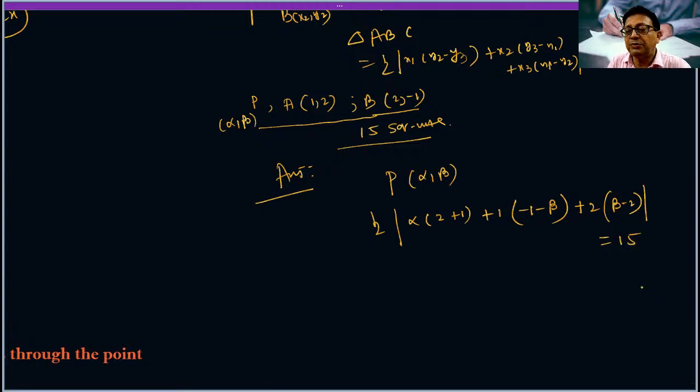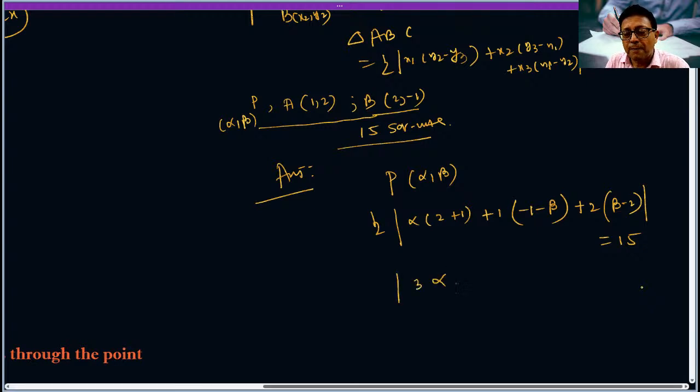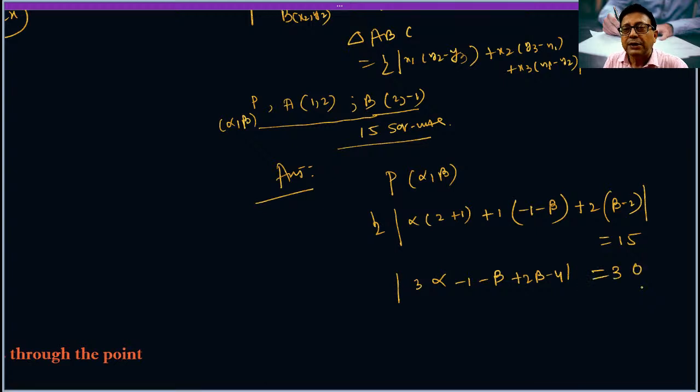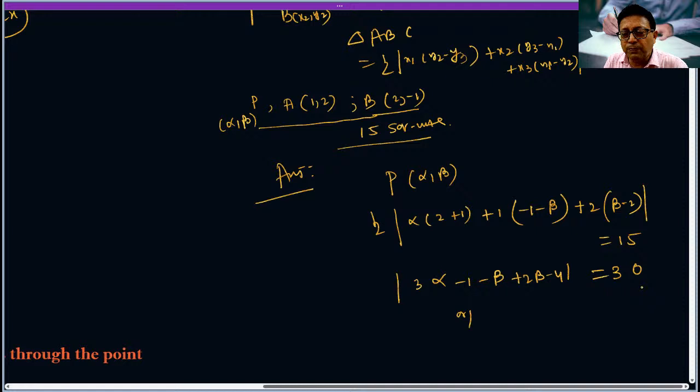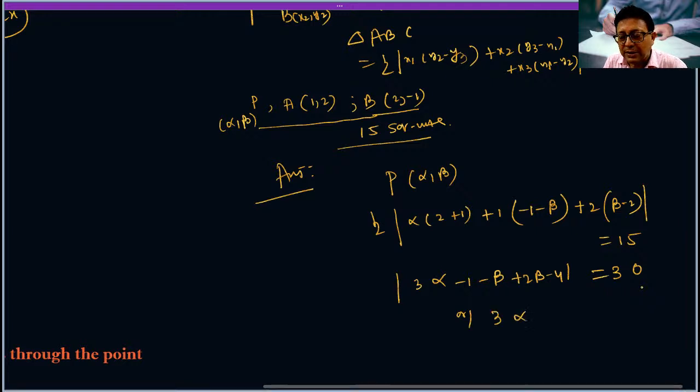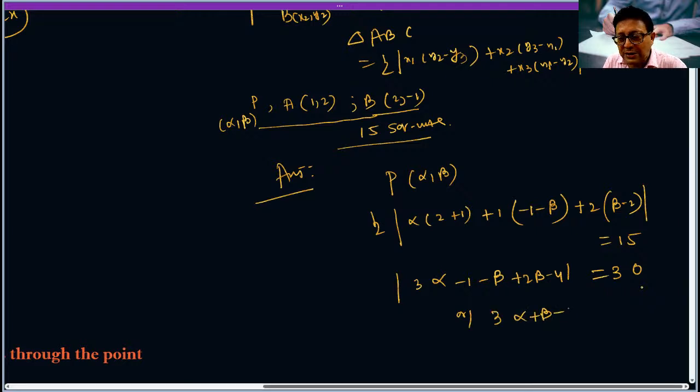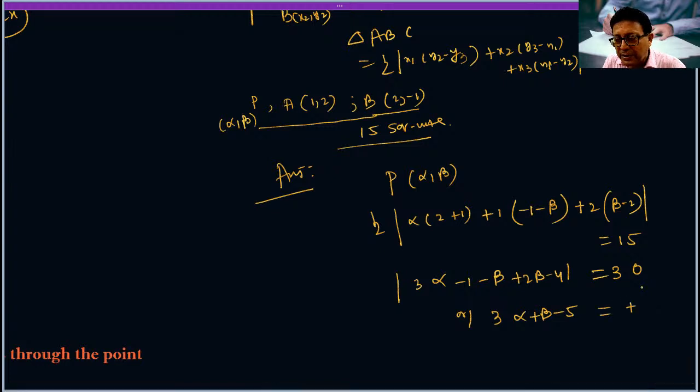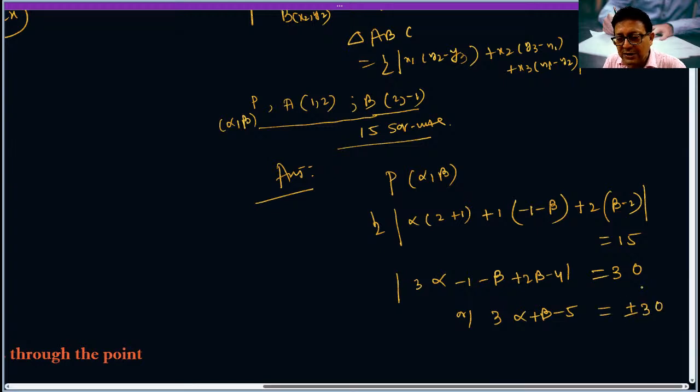To find the locus, you take the movable point (alpha, beta) always. I am doing that only. So it is 3 alpha minus 1 minus beta plus 2 beta minus 4 equal to 30. To remove the mod sign, you put a plus minus sign over there. 3 alpha plus beta minus 5 equal to plus minus 30.